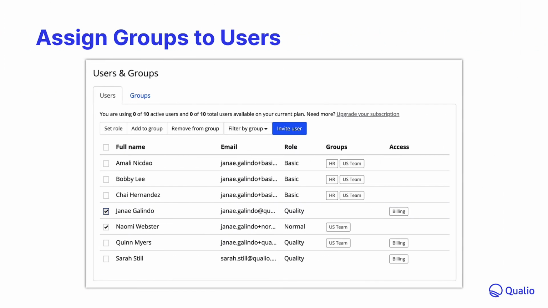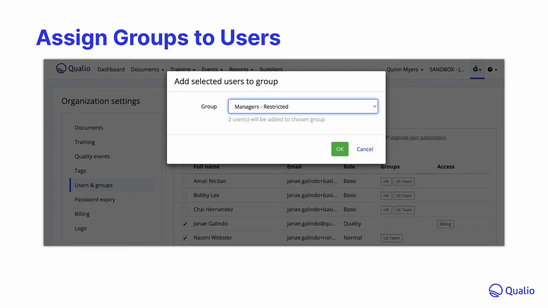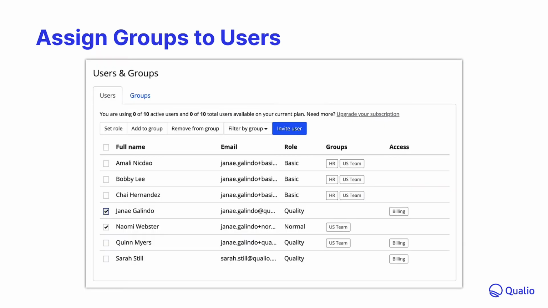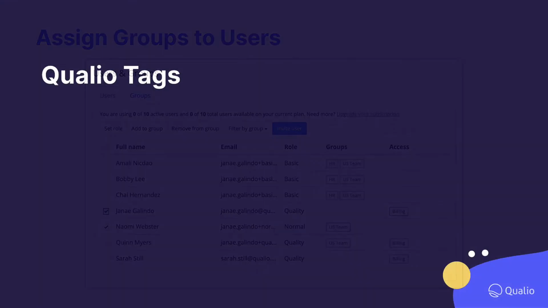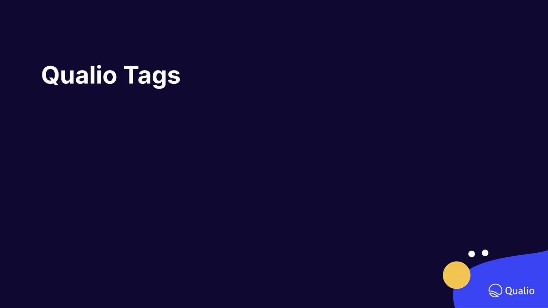Next, you'll need to assign users to your new group. Go to the Users tab and select all the users you want added to the group. Then click the Add to Group button. Choose the group name from the dropdown and click OK. You can remove users from groups in a similar fashion by first selecting the users, then clicking the Remove from Group button. The second part of restricting documents involves Qualio tags. Let's first discuss Qualio tags in general, then come back to our restricted documents exercise.